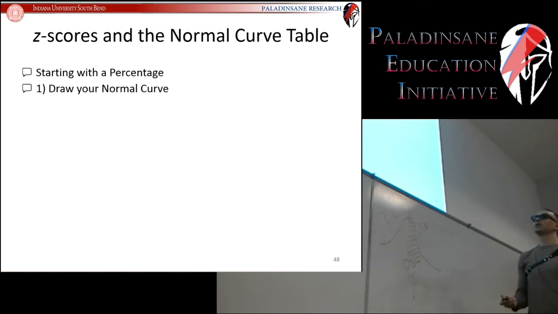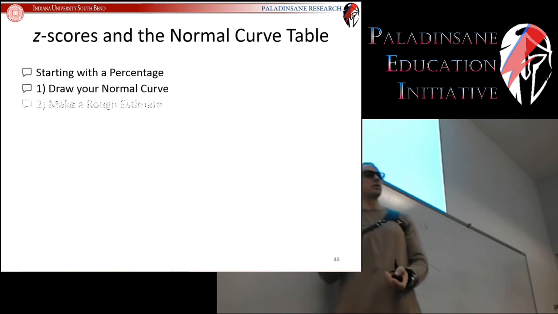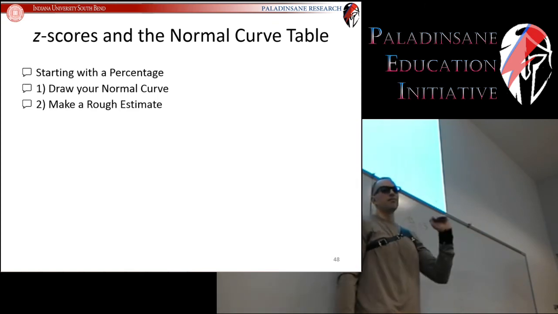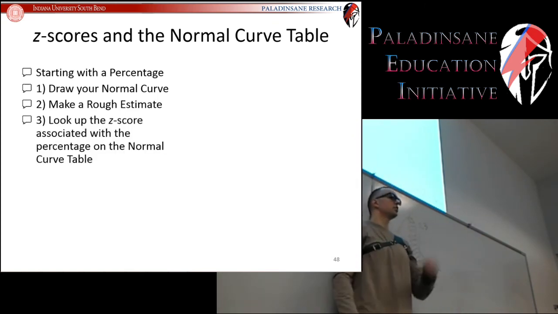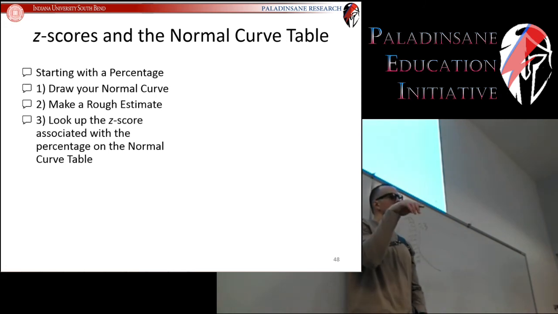So draw your normal curve, take those extra few seconds, make your rough estimate. That's step number 2. So we got our 2 backup plans in place. You look up the z-score that's associated with the percentage that you were given. So now we're starting with a percentage. So we find that percentage on the z-score on the normal curve table.